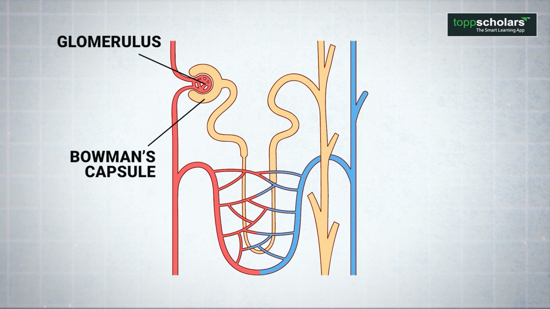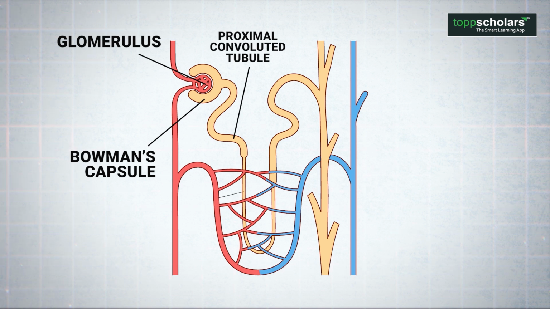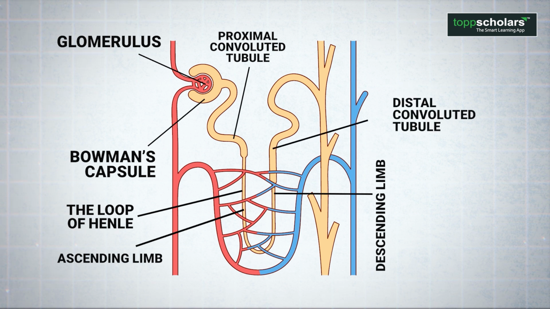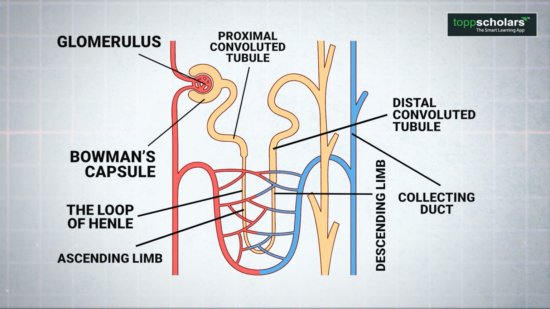From Bowman's capsule, the filtrate moves into the proximal convoluted tubule. And after that, the filtrate travels through the loop of Henle. It is a U shape which consists of a descending limb and an ascending limb. And after that, the filtrate enters the distal convoluted tubule. Finally, the filtrate enters the collecting duct, where more water can be reabsorbed depending on the body's hydration levels.